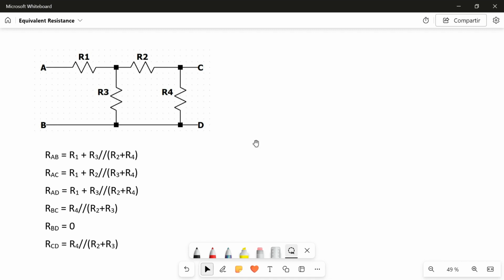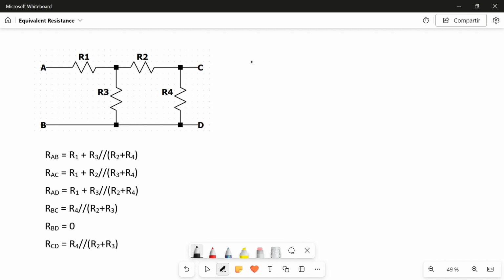We have this network of resistors, and first of all we have to understand that there is not only one equivalent resistance for a network of resistors, because it depends from where to where we pick the resistance. So I can calculate the resistance between A and B, A and C, A and D, or any of these four terminals of the network. And for doing so, I can just rewrite the network in some shape that maybe is easier to understand, to visualize the equivalent resistance.